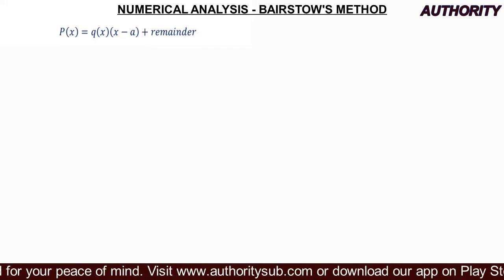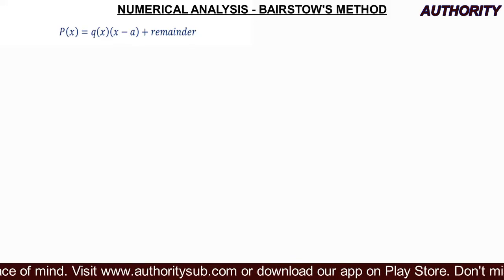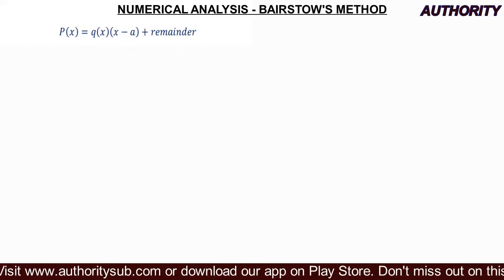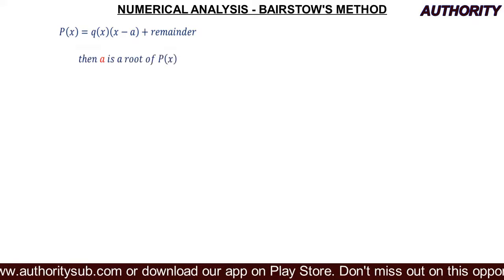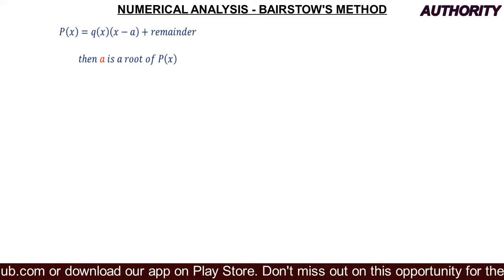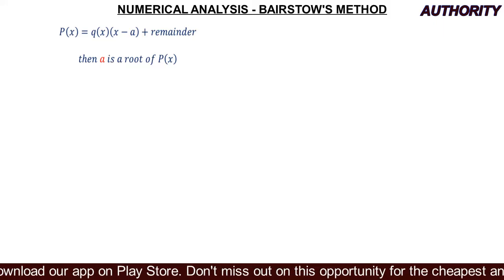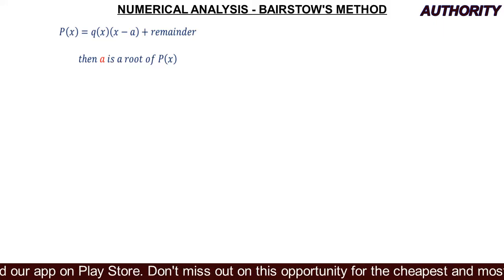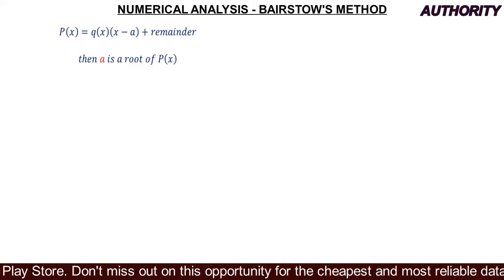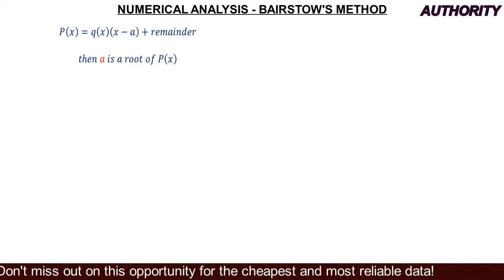Now, we see that in some cases, this remainder could be 0. If the remainder is 0, that is to say that we have x minus a as a factor, and a is a root of this polynomial p of x. I don't know if you get what we're trying to say. You remember when we talked about division of polynomials, we talked about the factor theorem and the remainder theorem. If you have followed us closely on that topic, a case like this should not give you a problem.